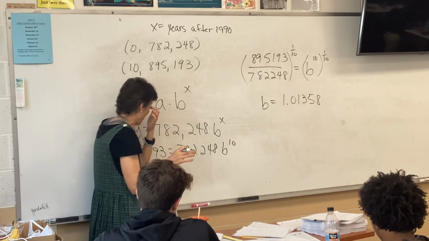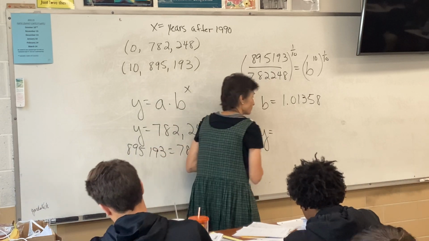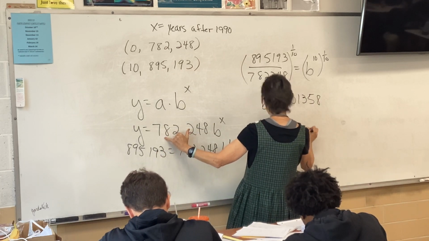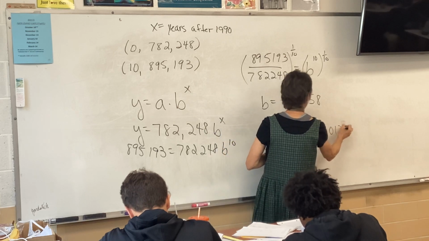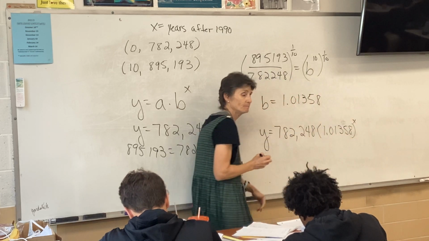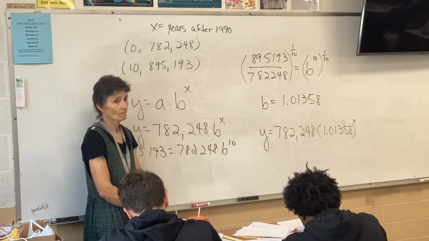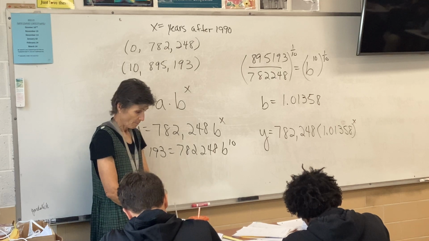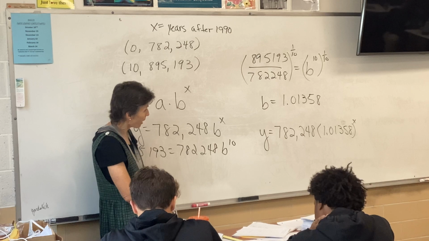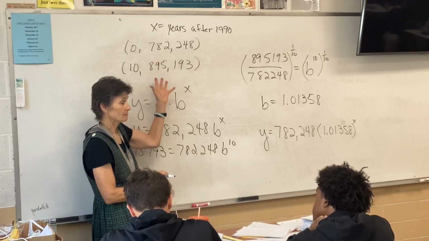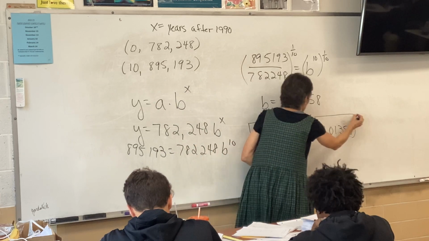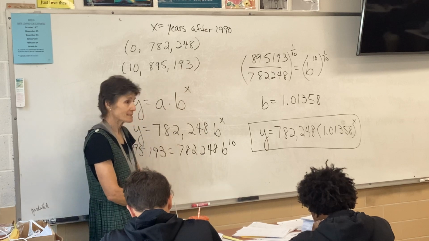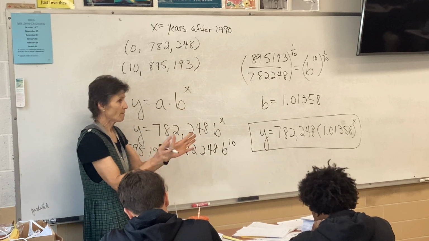So what does that mean? That means my equation is y equals 782,248 times 1.01358 to the x. So that equation describes the data that they gave me. Now, the question is, when will the population surpass 1 million people? So what are some options I have?